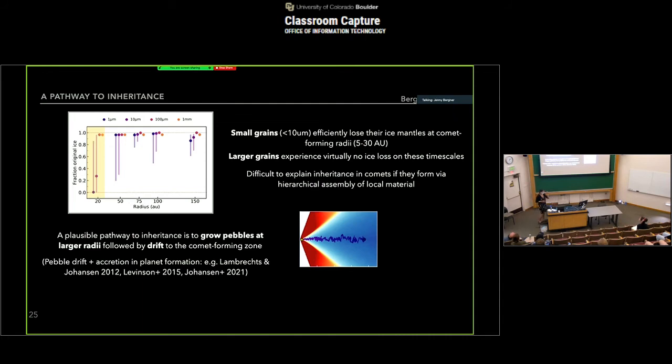This framework of pebble drift and pebble accretion as a way to explain planet formation is actually gaining a lot of steam in the planet formation community, as a way to explain the fluxes of mass that you need to form planets and planetesimals. And so I think it's really exciting that using these chemical signatures, we have a totally independent kind of support for this mechanism of planet and planetesimal formation.